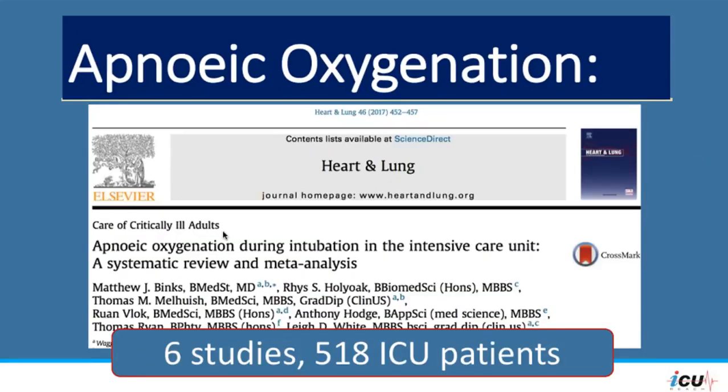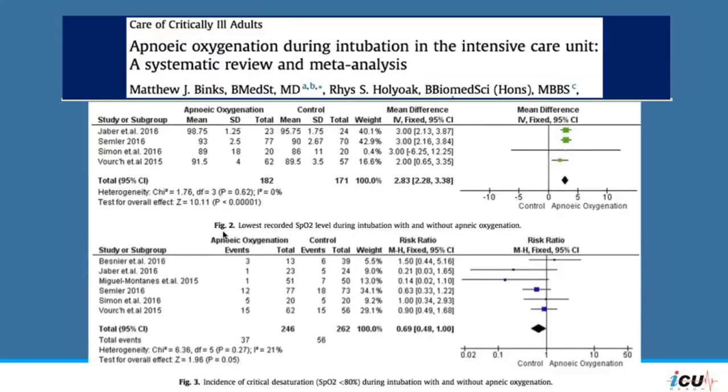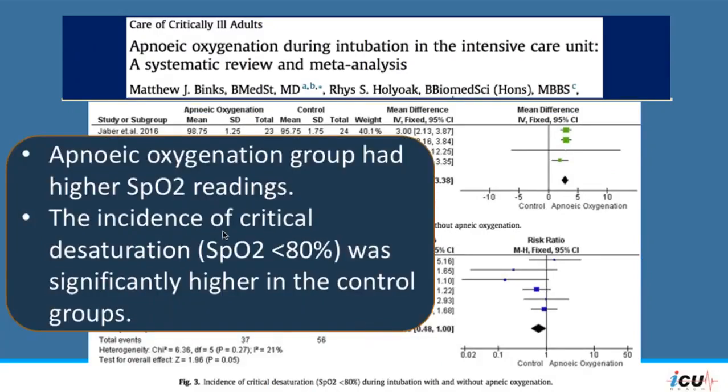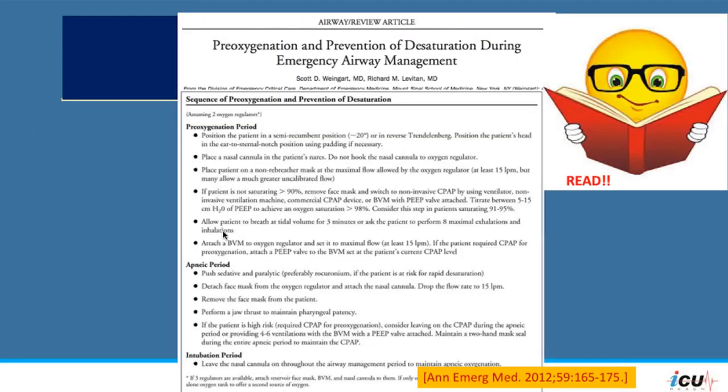And I'll share with you this meta-analysis. There's a couple of meta-analyses done on the apneic oxygenation. This was done on ICU patients. They reviewed 6 studies, which enrolled almost 520 ICU patients. And what they found was the apneic oxygenation group had higher oxygen saturation readings, and the incidence of critical desaturation, i.e. oxygen saturation less than 80%, was significantly higher in the control groups, i.e. those who didn't have apneic oxygenation. And I strongly recommend this article for trainees because it dealt with the matter thoroughly.